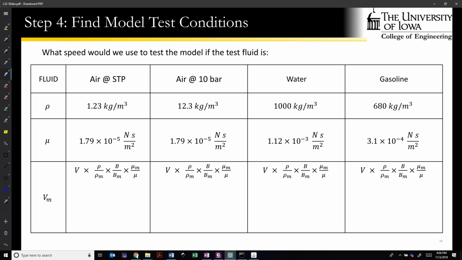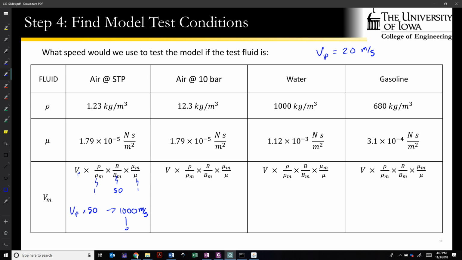If we use air, this quantity ends up being 1. This quantity ends up being 1, same fluid. And this quantity is 50. So we get that the model velocity has to be the prototype velocity times 50. Our prototype velocity was given in the beginning of the problem as Vp equals 20 meters per second. They're interested in that particular wind speed. This leads then to 1,000 meters per second, which is ridiculous. That's far too fast for most, if not all, experimental facilities. We're talking about hypersonic flow at this point.